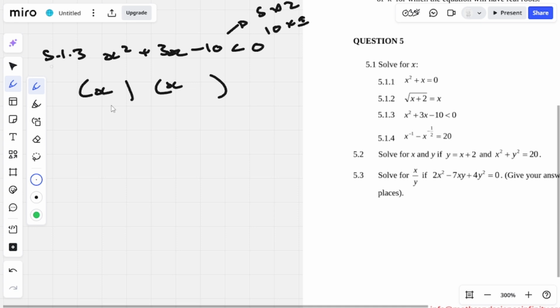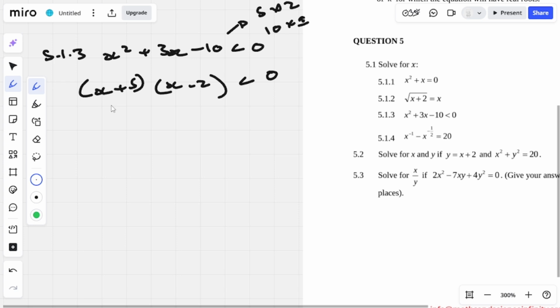So in our case, we're going to say that 5 is positive, and 2 is minus 2, right? Because when I add them together, they're going to give me positive 3.